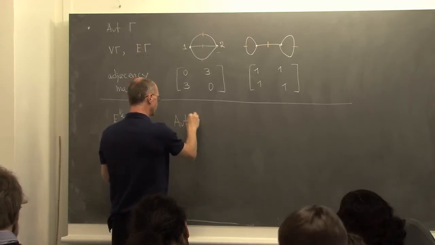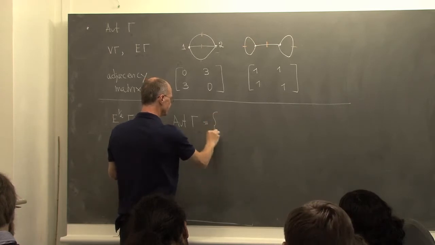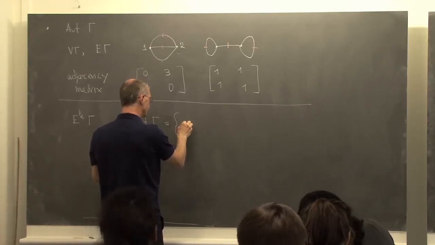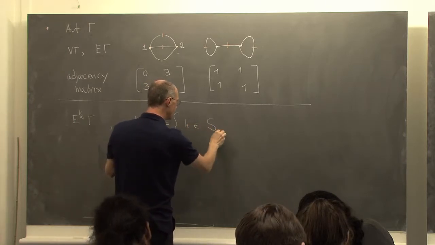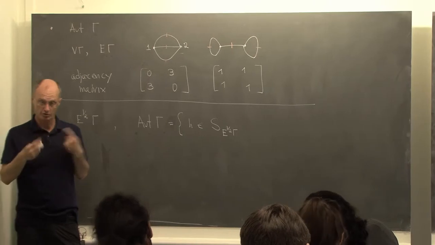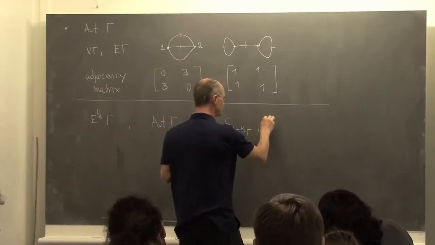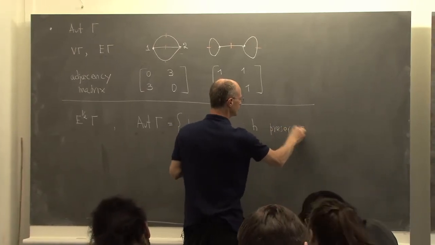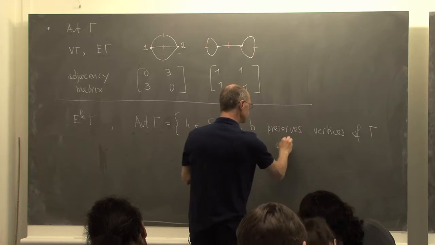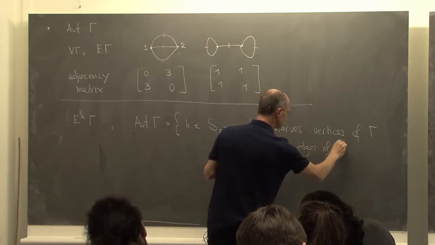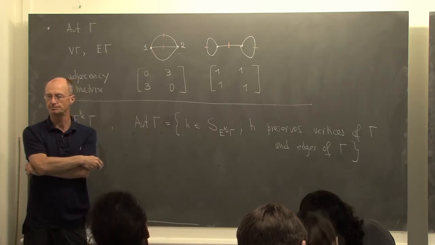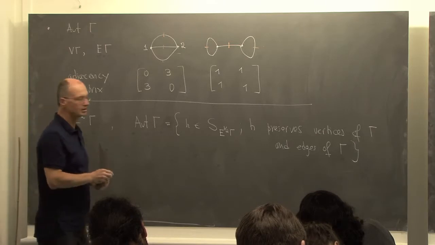Let me define automorphisms of gamma as a set of elements, how should I call them, g, h, in the symmetric group of permutations of half edges, such that h preserves vertices of gamma and edges of gamma. So what does it mean?